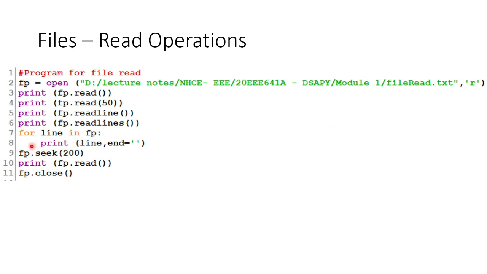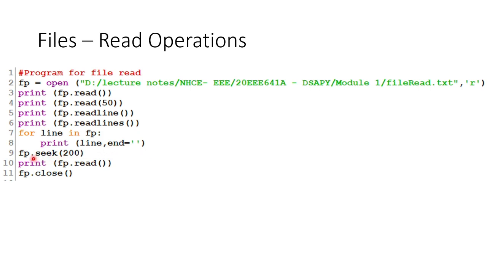Reading the entire content of a file can also be implemented by using a for loop, where the for loop will iterate through every line of FP, and that can be printed by using the print command. If the file is a kind of paragraph, we can continue to print it in the horizontal way by using end equal to, within brackets and quotes, a white space.